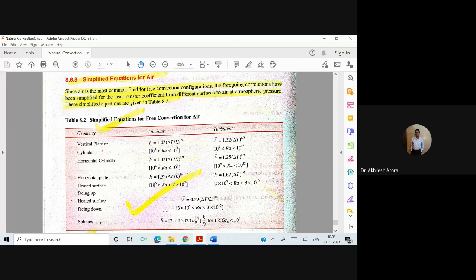That is what I wanted to tell you about natural convection today. So this chapter on natural convection is finished. What you can do is solve some five or six numerical problems, so you get the idea how to go about this sort of numerical problem. This will help you in the long run.